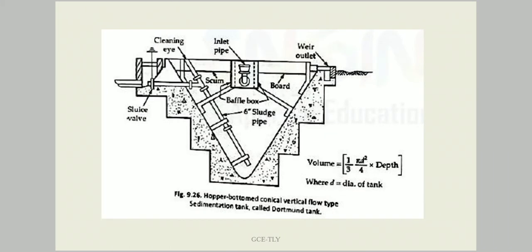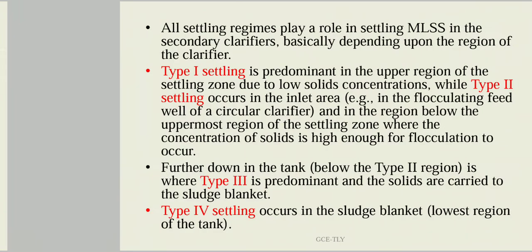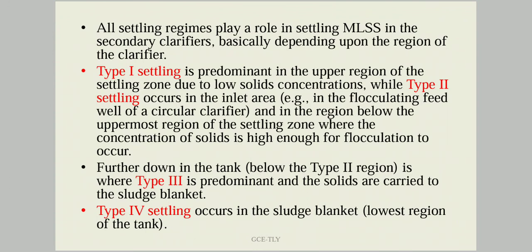Here you can see a simple conical, vertical flow type sedimentation tank, also called a Dortmund tank. Here it's a secondary clarifier where wastewater is allowed to stagnate and the sludge is removed through a motor system through a separate pipe from the bottom. All settling regimes play a role in the settling of the mixed liquor suspended solids in the secondary clarifiers. In each layer, different types of settling phenomena take place.